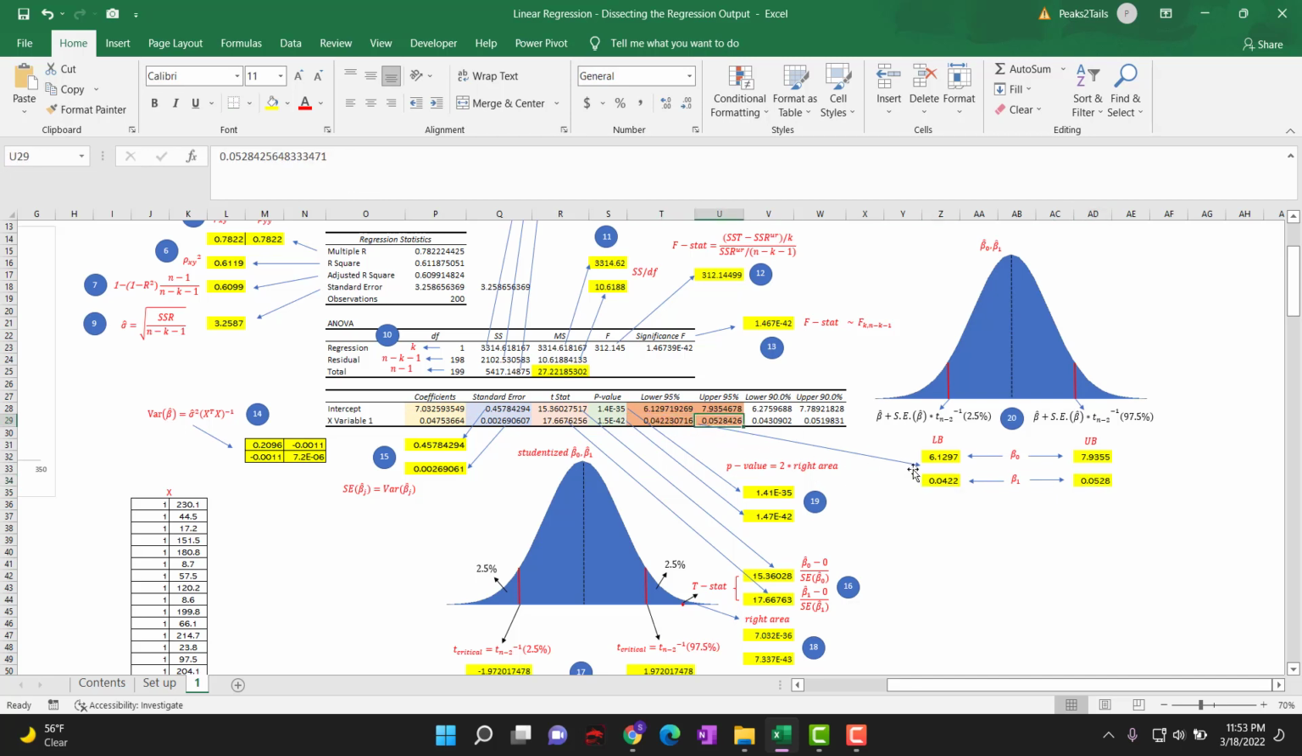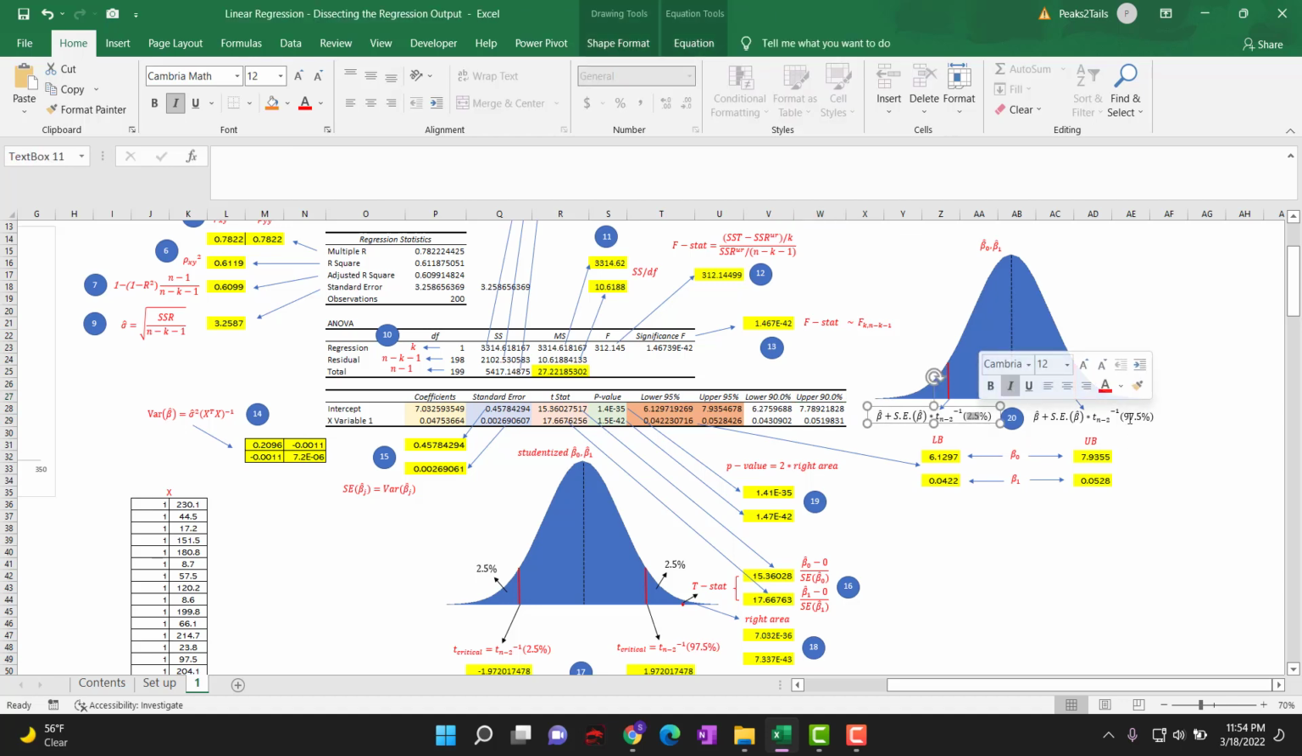So if you want a different confidence interval, for example 90%, I leave that as an exercise for you. You just have to adjust the probabilities in this equation.